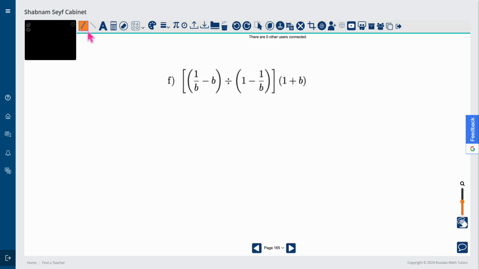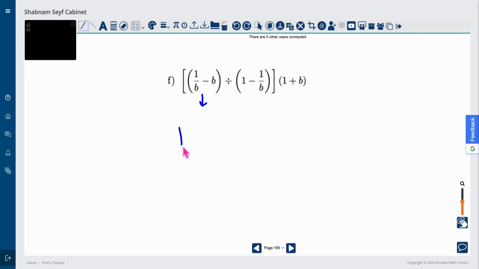In this example, we have multiple parentheses in a bracket as well. We're going to follow the order of operations. So we're going to start with the big bracket first that comes on the left side. Inside of it, I see a division between two parentheses. I'm going to be simplifying inside each parenthesis first. Let's just start with this one.